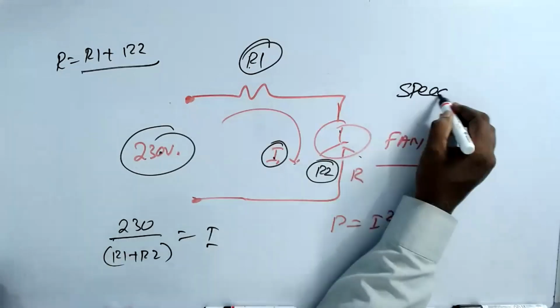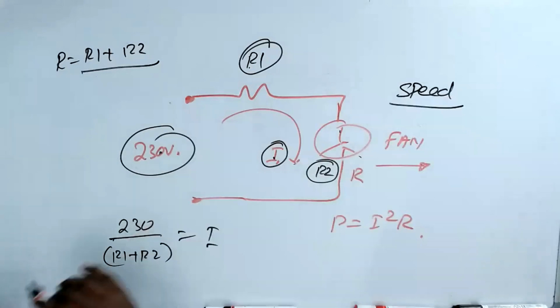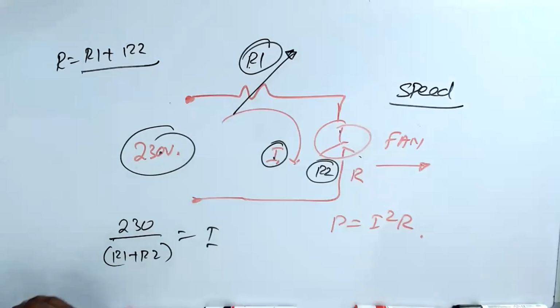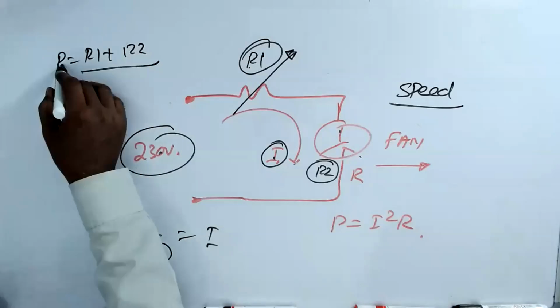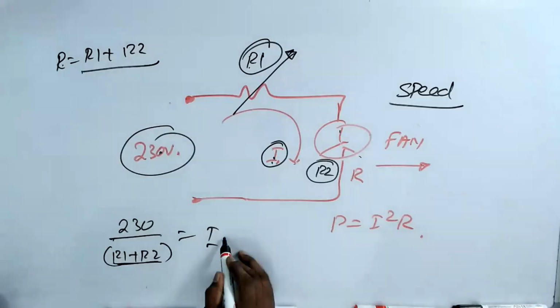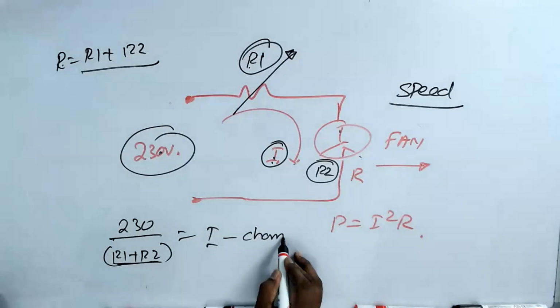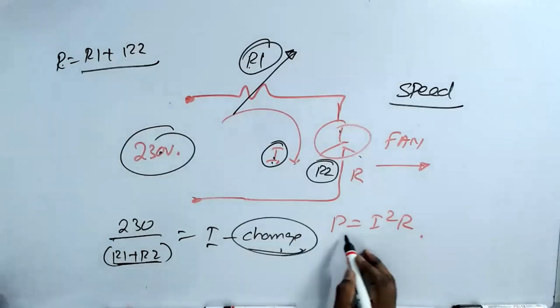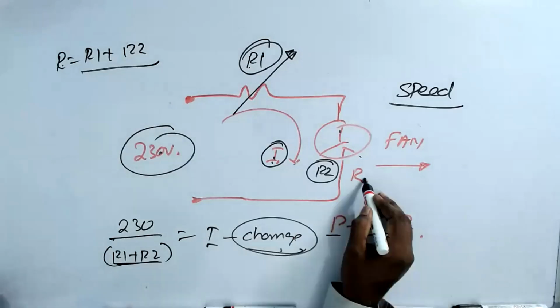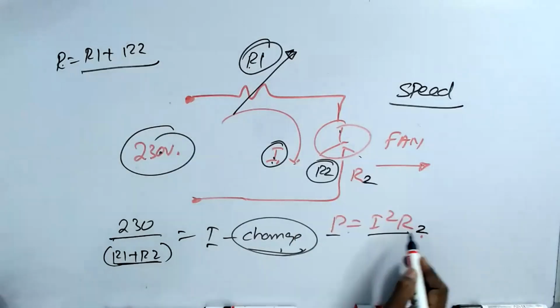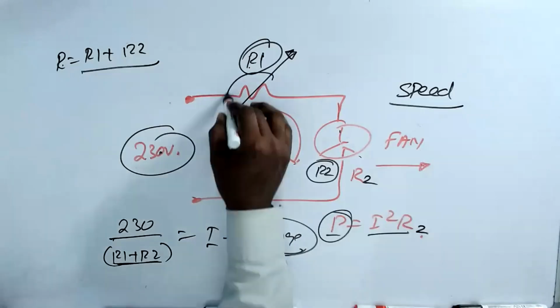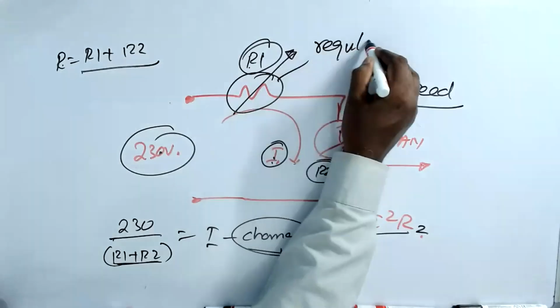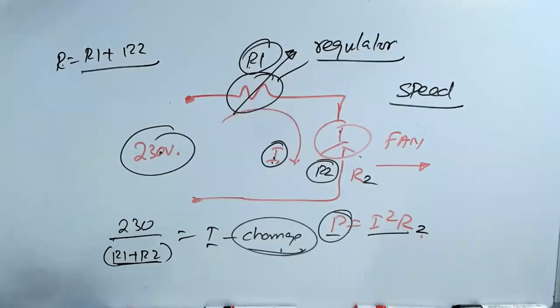So the fan will be rotating at a determined speed. Now I change the resistor R1. If we change the resistor R1, this will change. Am I right? The total resistor will change. So I will change. Since I is changing, P is equal to I square R. Okay, R2, sorry. So P will change. So the fan speed will change. This is what you call a regulator at your house. So it is very clear for us normally.